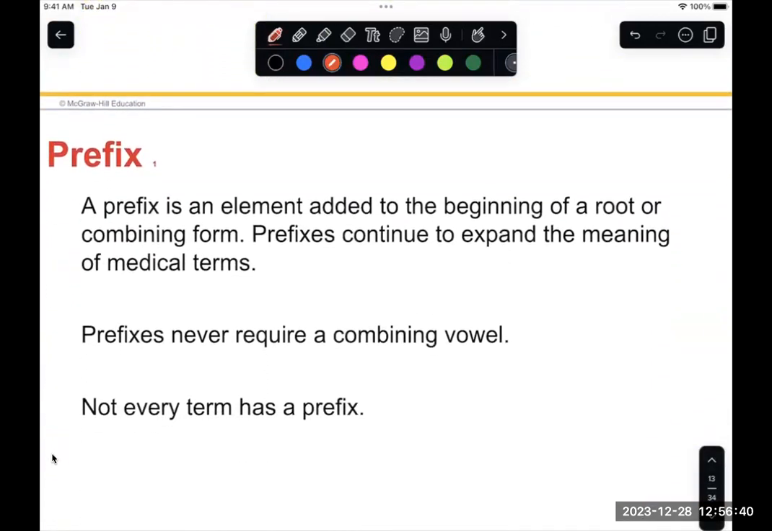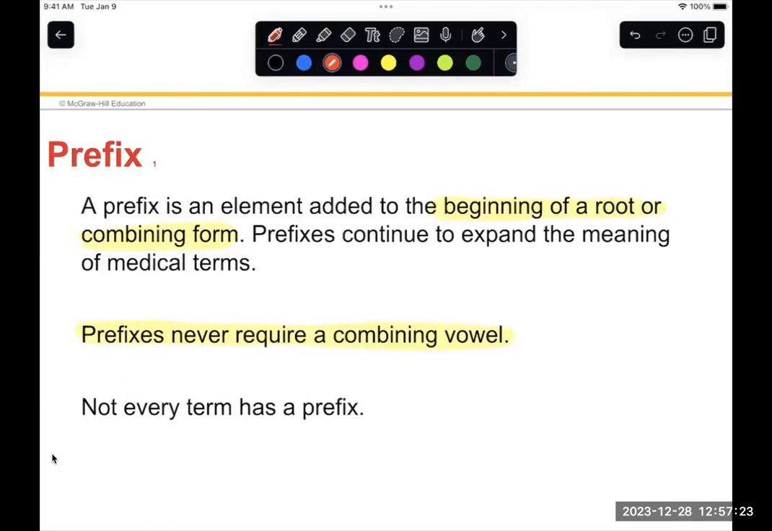A prefix, the other side. A prefix is found at the beginning of a root or combining form. It gives new meaning to the following root. Prefixes never require the use of a combining vowel. So we do not need a combining vowel for a prefix.